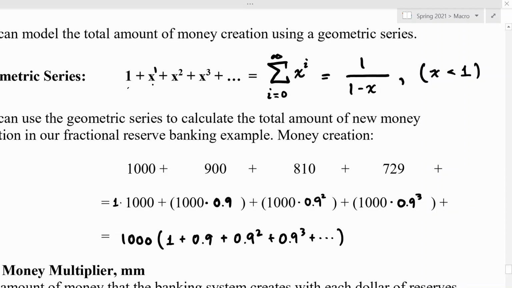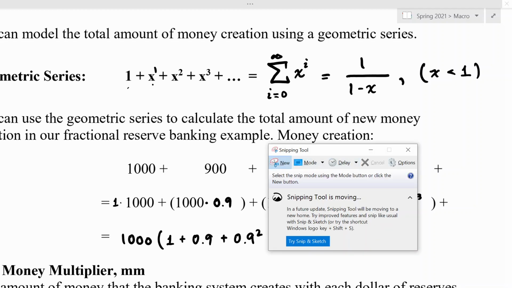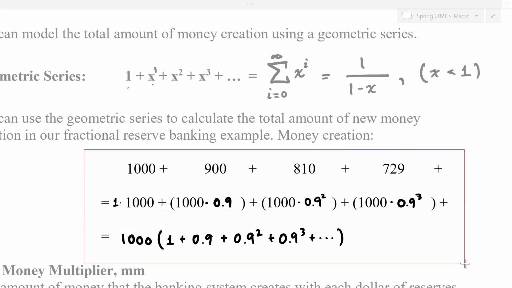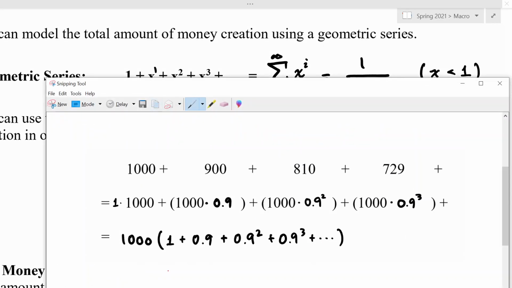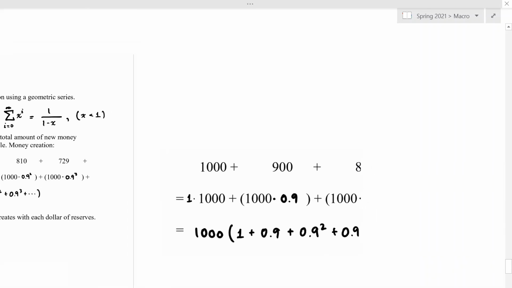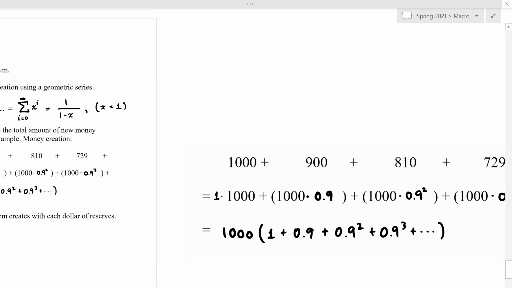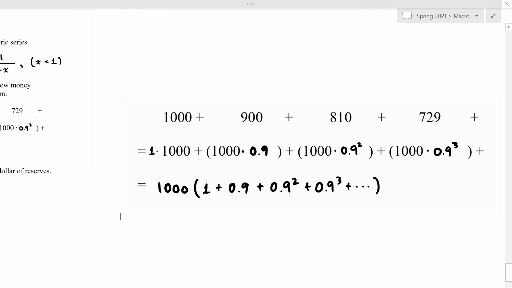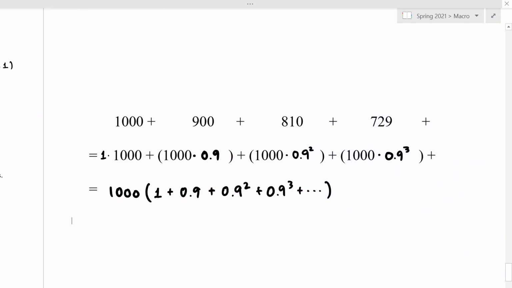And actually, I need more space here. Let me just mess around with this a little bit. Okay, I'm going to put that over here. I didn't leave myself enough room. Oops. Okay.